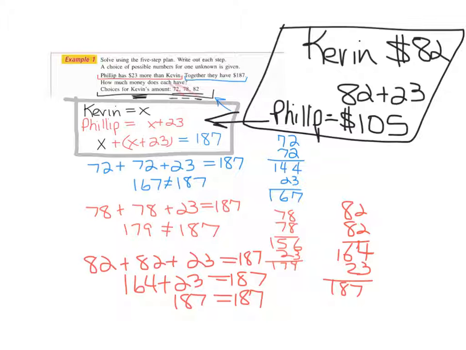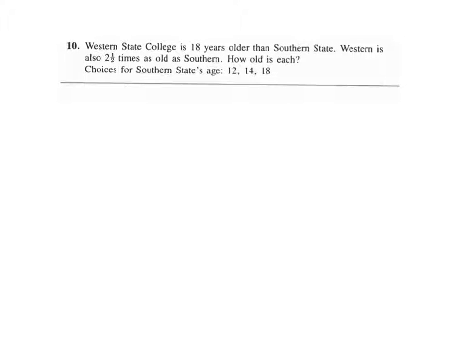Okay, so I'm going to do number 10 from your homework. And again, I'm going to read the problem first. I'm going to follow step 1. Step 1 says to read the problem carefully. I'm going to decide what unknown numbers are asked for and what facts are known. So it says Western State College is 18 years older than Southern State. Western is also 2.5 times as old as Southern.